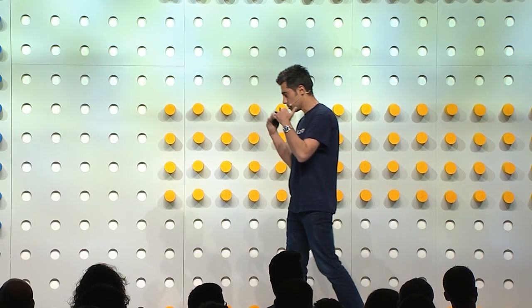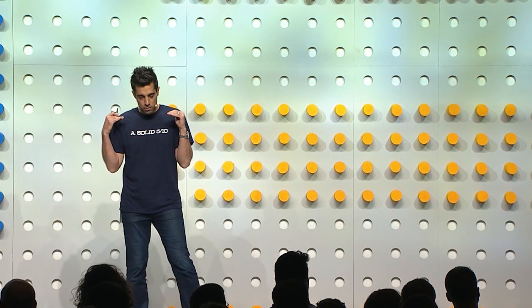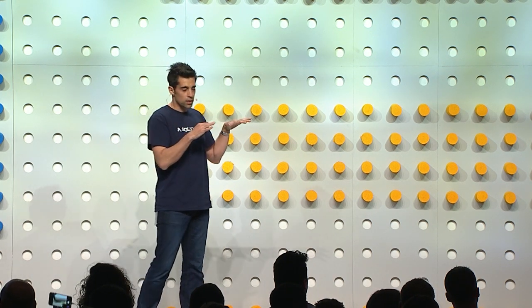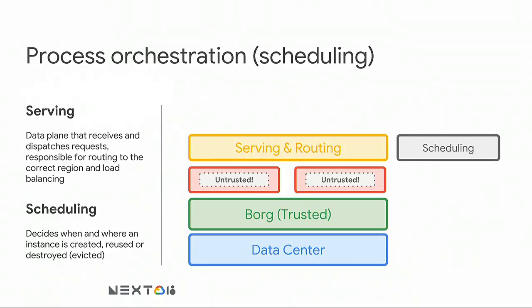So above the data center, above Borg, above these secured processes, we have a serving, routing, and scheduling layer. The serving is the data plane that receives requests. It's responsible for routing. It does things like, if a zone in a data center is unavailable, it will automatically move an application to a zone that is available for that sort of failover guarantee. And the scheduling part of it is the thing that decides whether a new instance of your application needs to be created, whether there's an old instance that can be evicted, and makes those decisions to auto-scale you up and down.